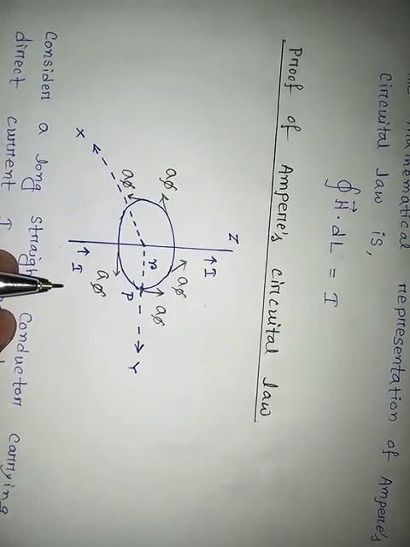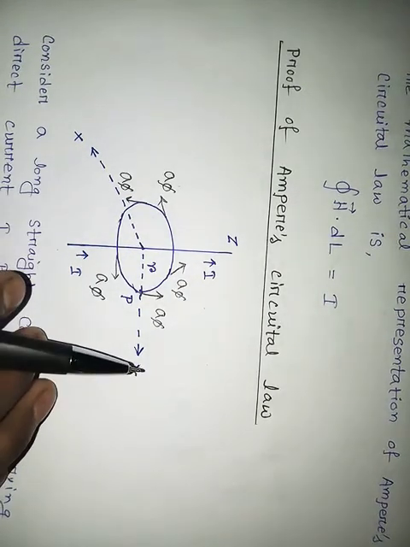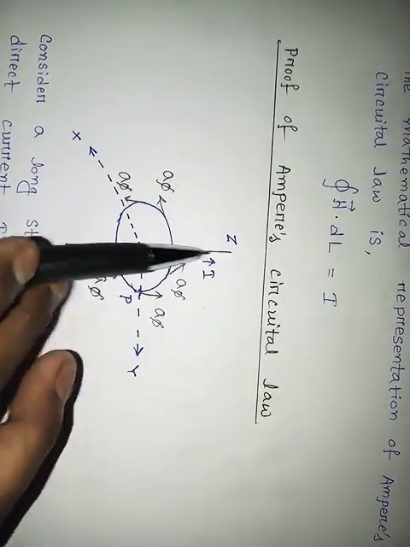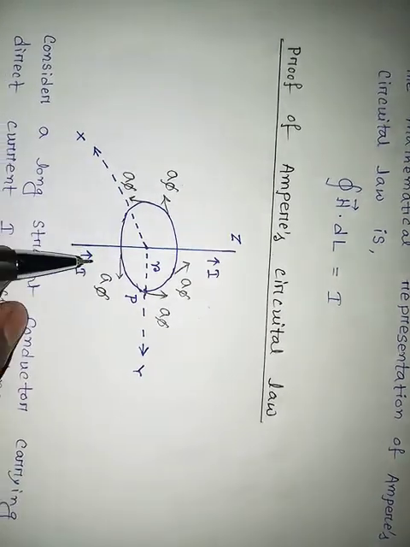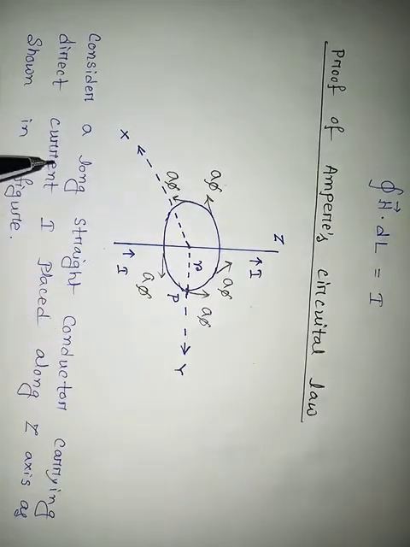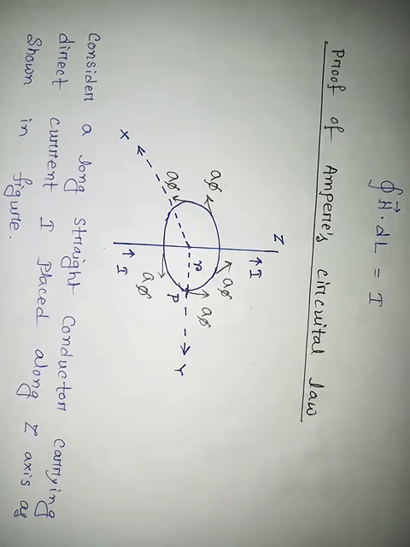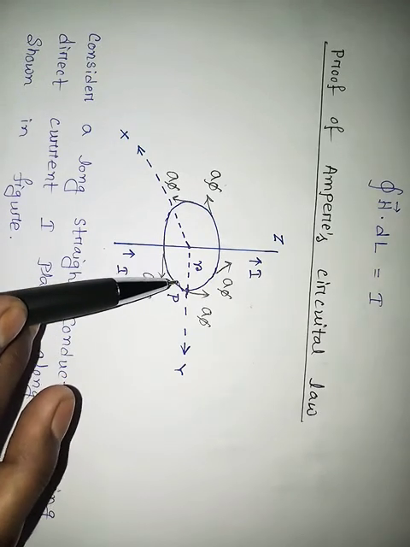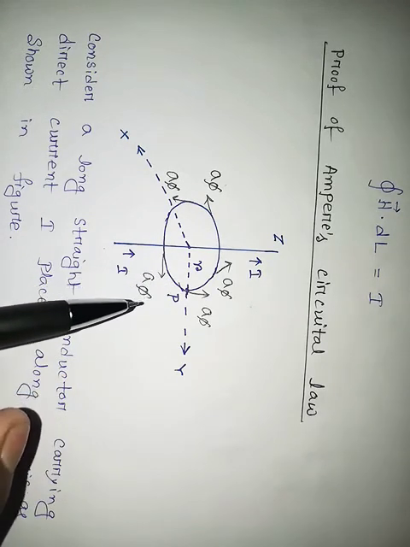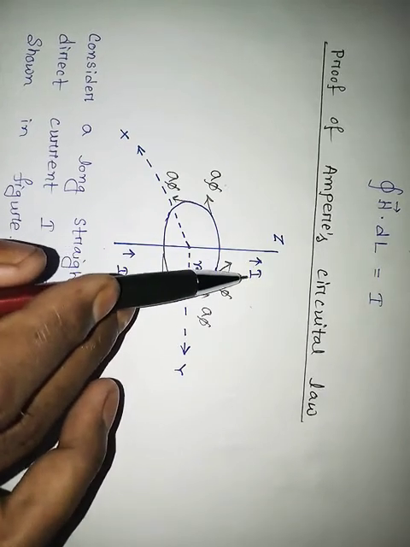Here we consider a conductor with current I ampere flowing, placed along the z-axis as shown in the figure. Now consider a closed circular path of radius r. This closed circular path of radius r encloses the straight conductor carrying direct current I.